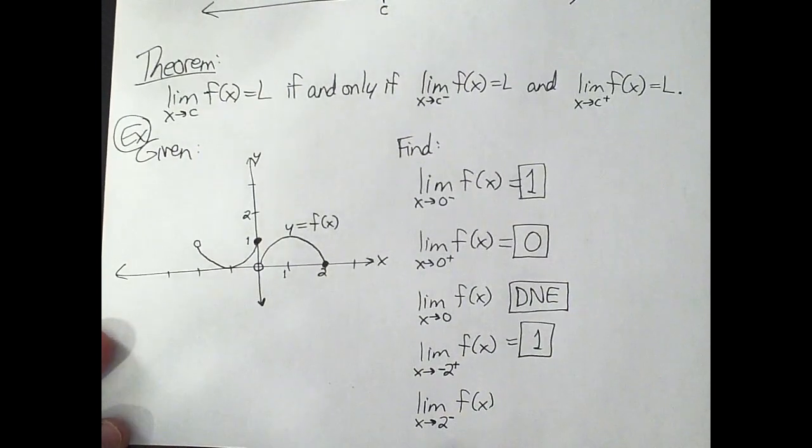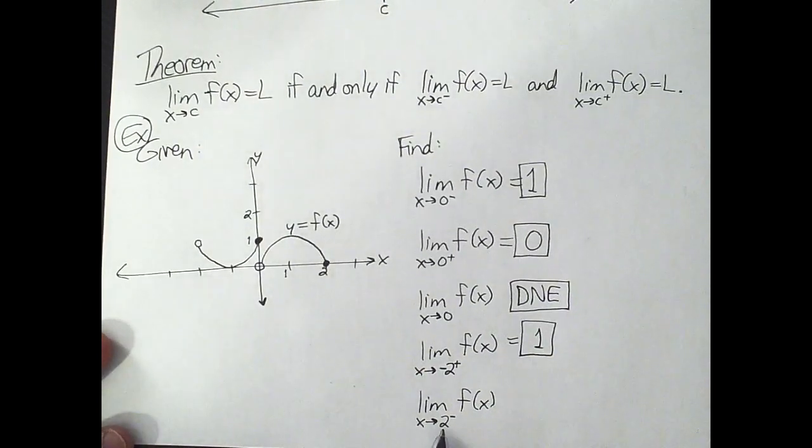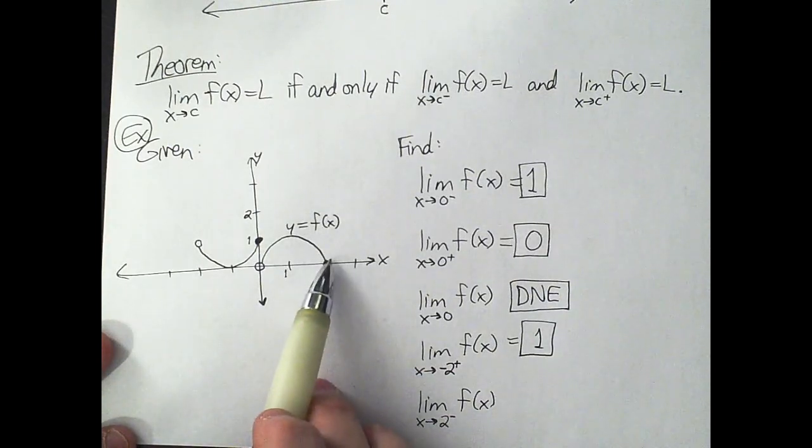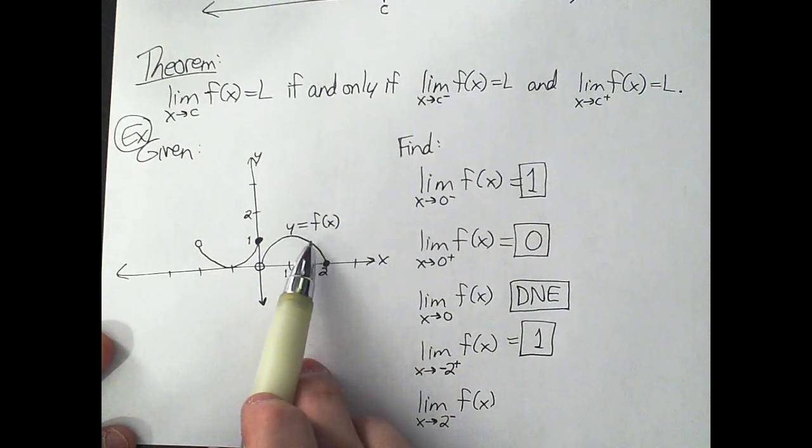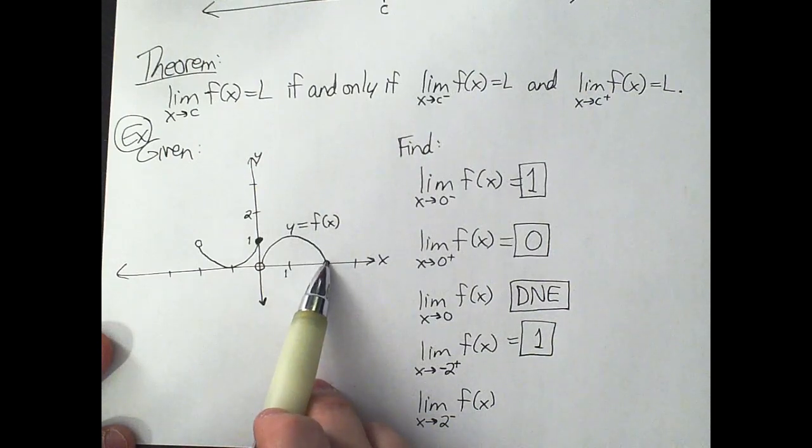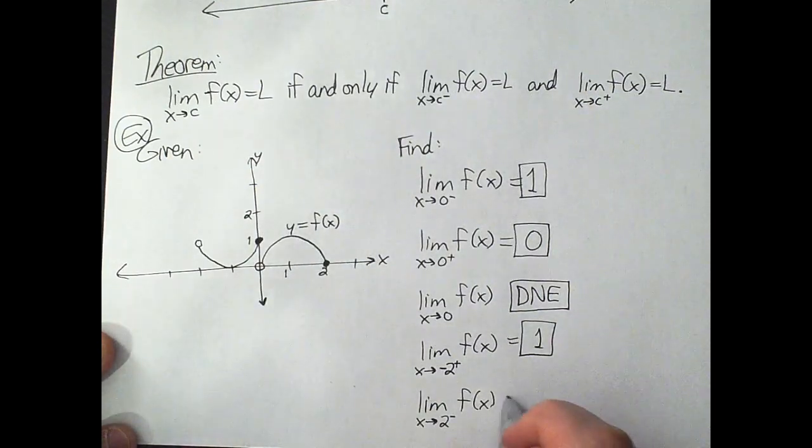And the final problem, x goes to +2 from the left. +2 is over here. I'm approaching it from the left, which means I'm sliding down this hill from the left. So we're going to the right. So we're going down, down, down, down, down towards a height of 0. This is 0.